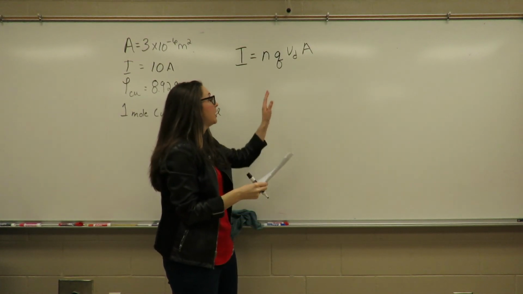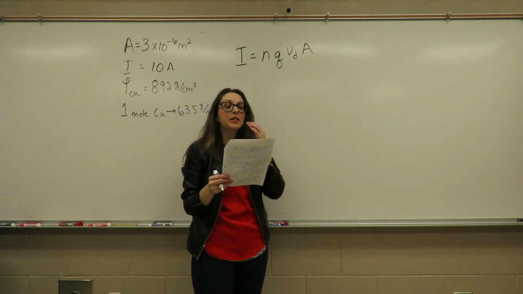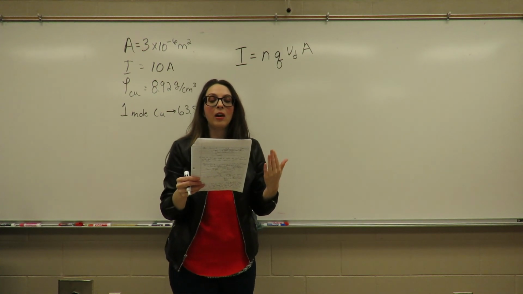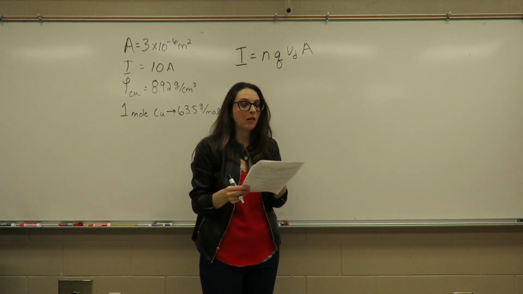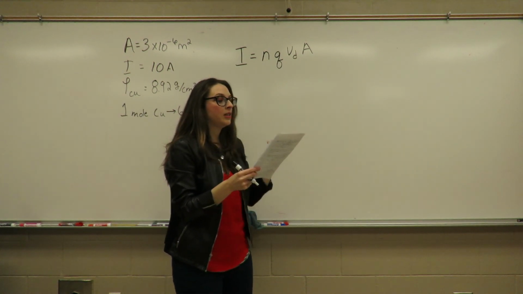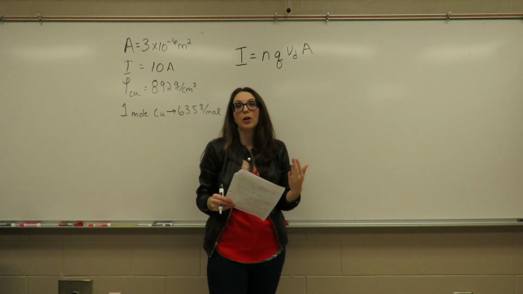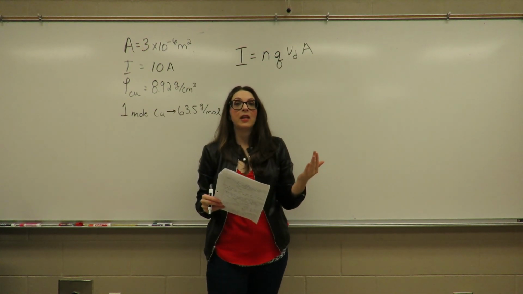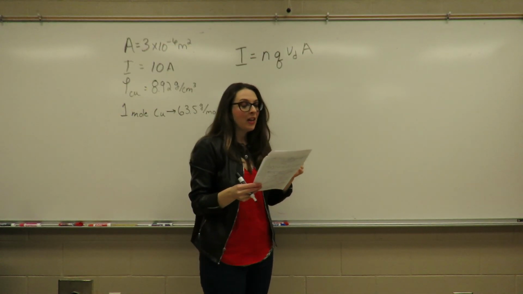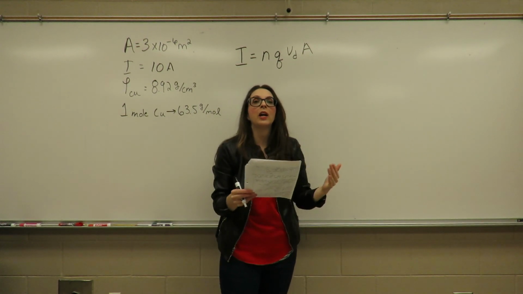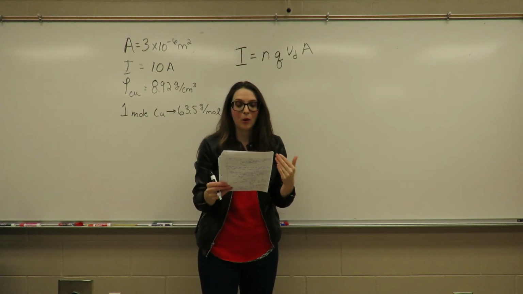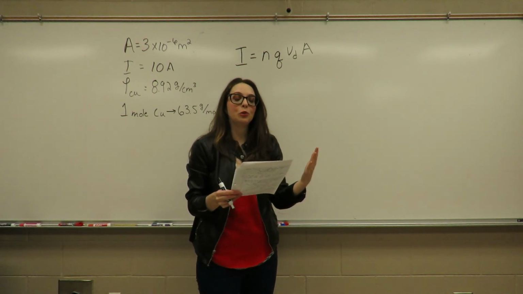So in this equation, N right here is the number of charge carriers per unit volume inside our material. Q here is the charge per charge carrier. So in this case, that's our electron. V, that's our drift velocity, and A here, that's the cross-sectional area of our wire.